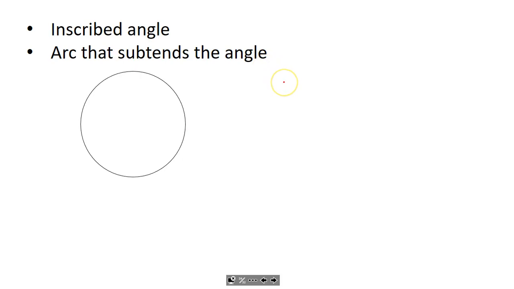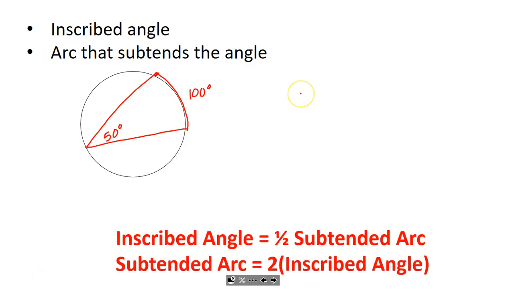An inscribed angle is an angle whose arc subtends it. Here's an inscribed angle. Now with this one, we have again an arc that subtends it. So if this arc was 100 degrees, then this angle would be 50 degrees. If the angle was 50, obviously the arc would be 100. So the relationship we're dealing with here is the inscribed angle is half the subtended arc. The subtended arc is 2 times the inscribed angle.